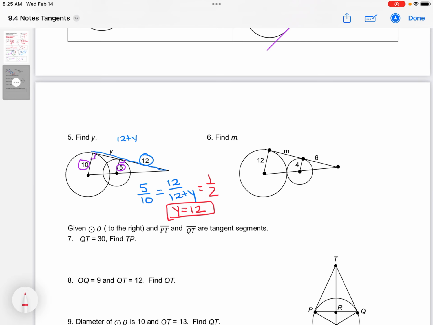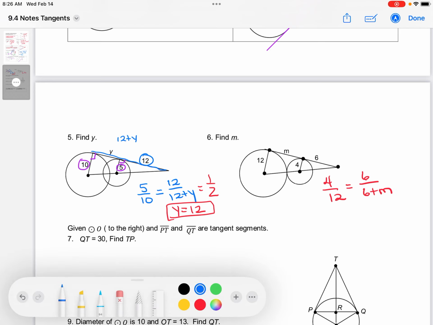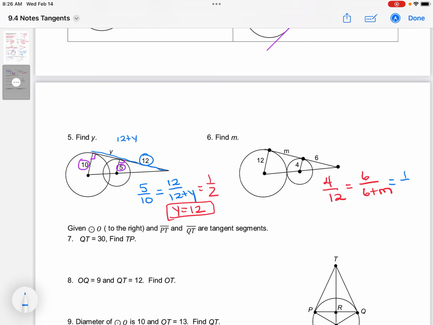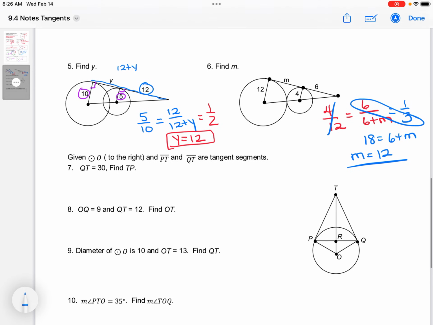All right, and same thing here. We're going to have 4 over 12 equals 6 over 6 plus m. 4 over 12 is 1/3? No, yes. So that means that 6 plus m, so 18, equals 6 plus m. We'll do a little cross multiply and subtract 6, so m equals 12. All right.